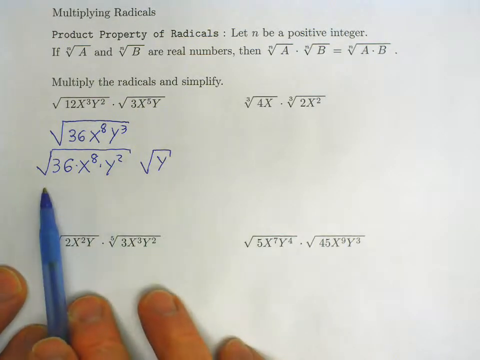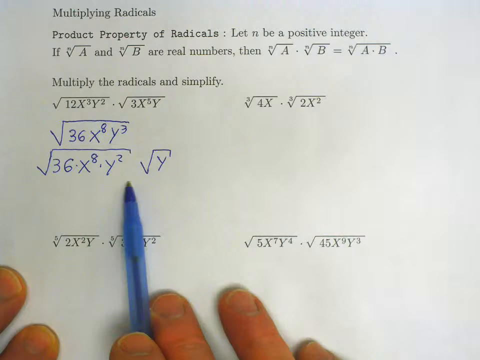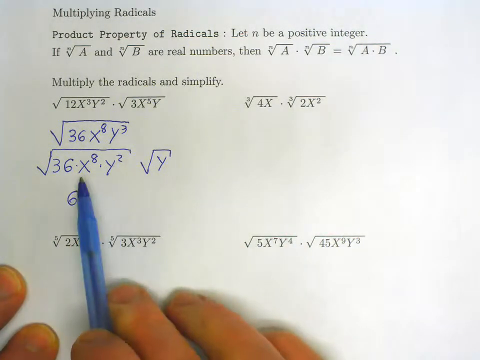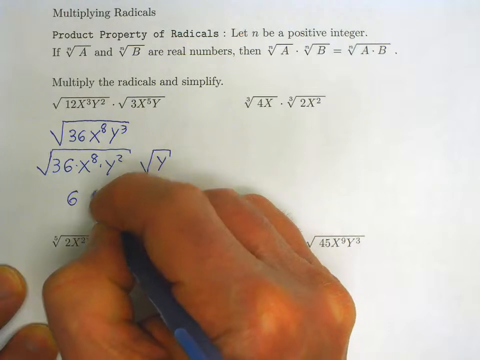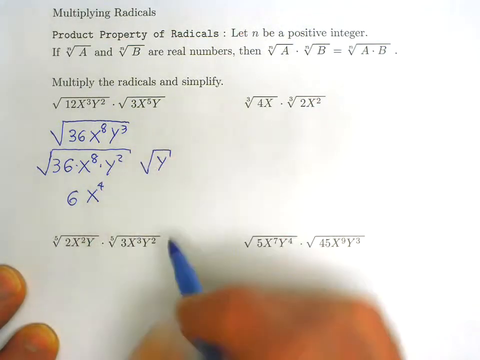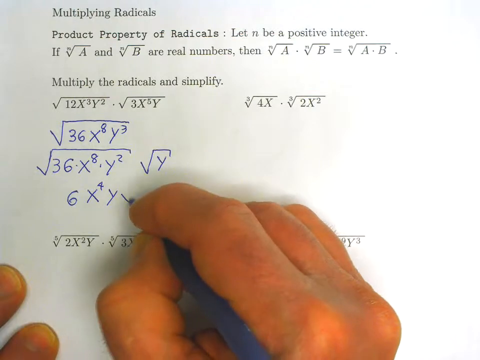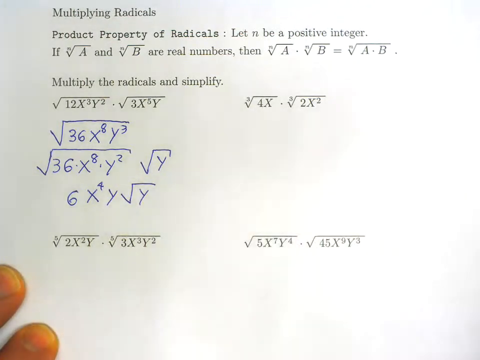And then we simplify the square root of the perfect square factors. The square root of 36 is 6. The square root of x to the 8th is x to the 4th. And the square root of y to the 2nd is y. And we multiply those by the square root of y.